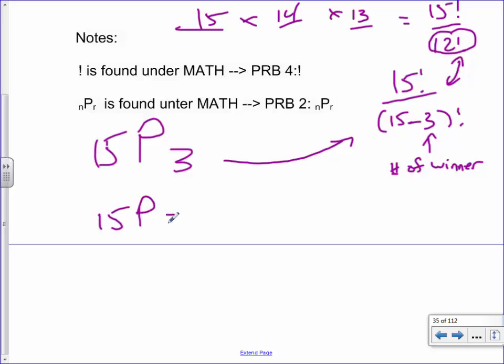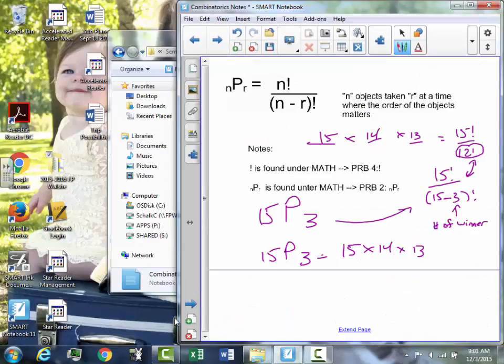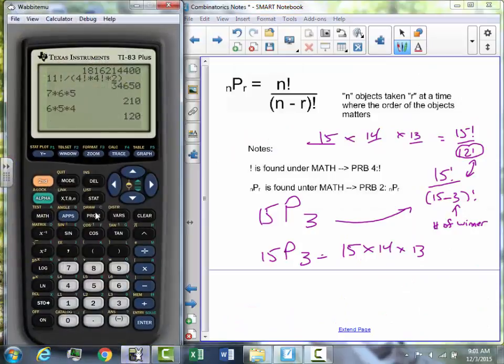Like I'll write this again. 15P3 really means 15 times 14 times 13. 15 kids total, 3 of them get to win, 12 of them don't. So you can actually type this in your calculator as a shorter, faster way of writing out this notation.